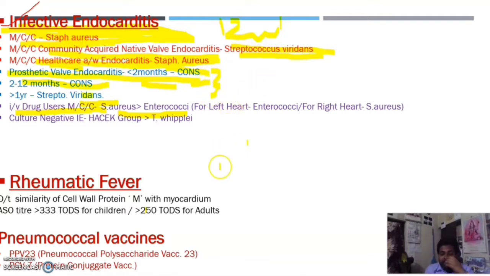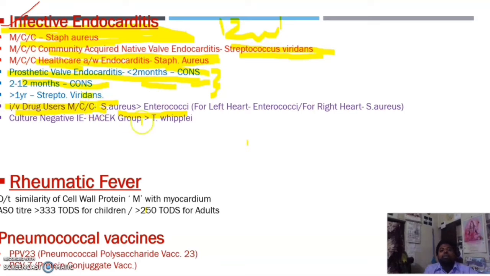If less than 1 year of prosthetic valve implantation, then it is coagulase negative Staphylococcus, Staphylococcus epidermidis etc. And if more than 12 months, that means 1 year, that is Streptococcus viridans. Now, in case of IV drug users, the most common cause is Staphylococcus aureus, more than Enterococci.